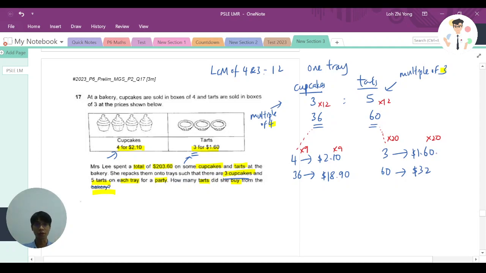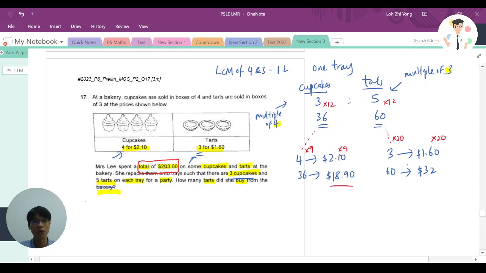And from here, you know that, oh, this is the thing. And of course, 36 and 60 is not the exact cupcakes or boxes that he needs to buy. No. That is just a lowest common multiple, the minimum that we can actually have. But we are given this total $203.60, which means that we can try to add together first and see whether it is 203. If it is exactly the same amount, that would be exactly the number of boxes.